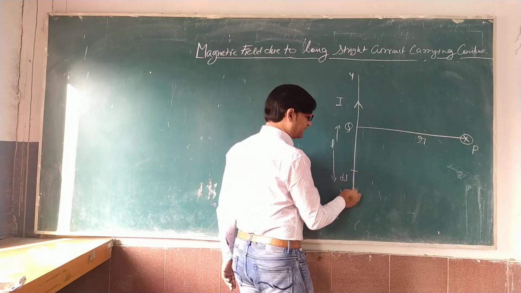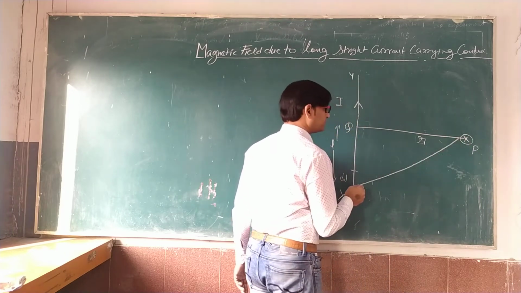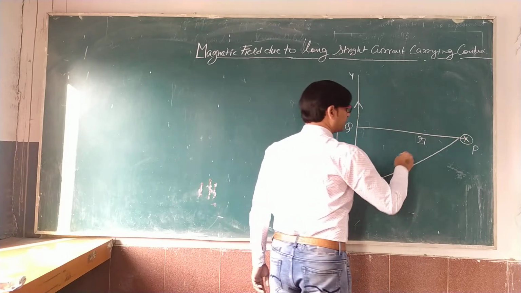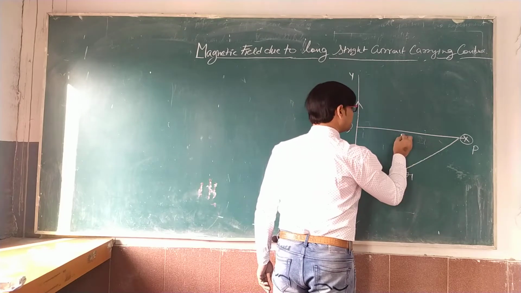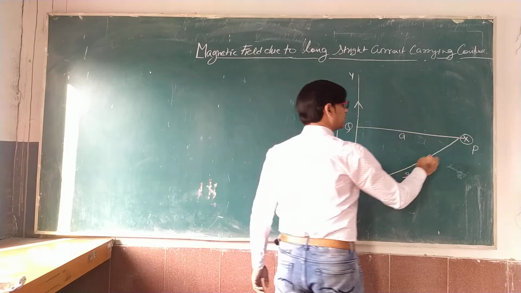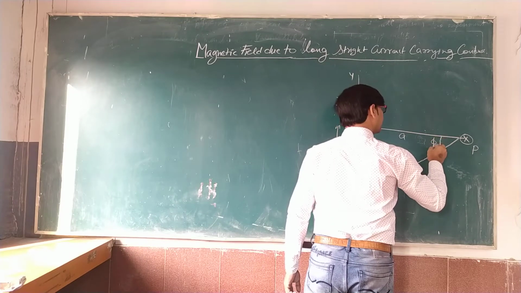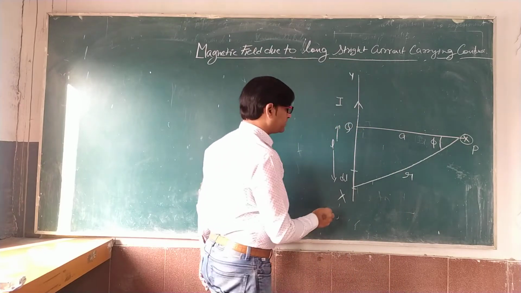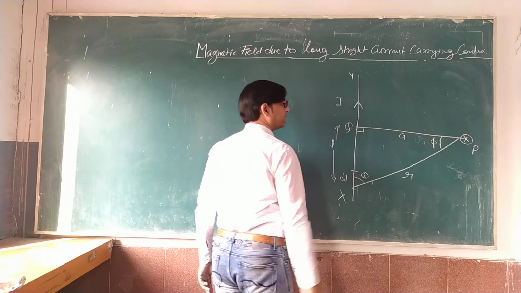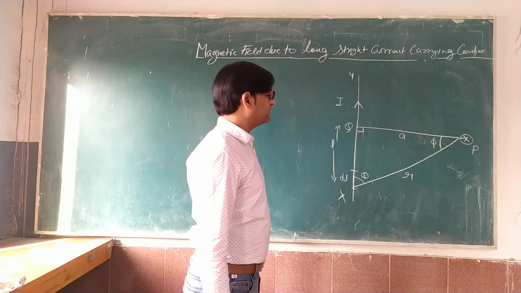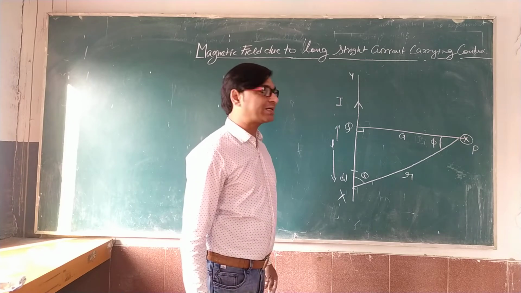So the magnetic field due to this at point P, we will calculate here. So suppose this is distance R and this is A, and it is making an angle phi, and this is making an angle theta, and this is perpendicular to it. So we will calculate the magnetic field due to this straight conductor.